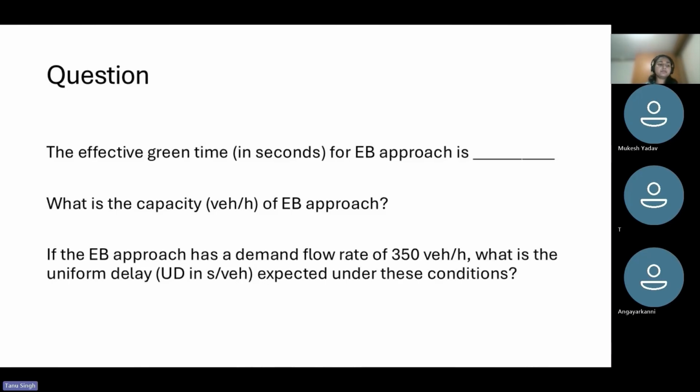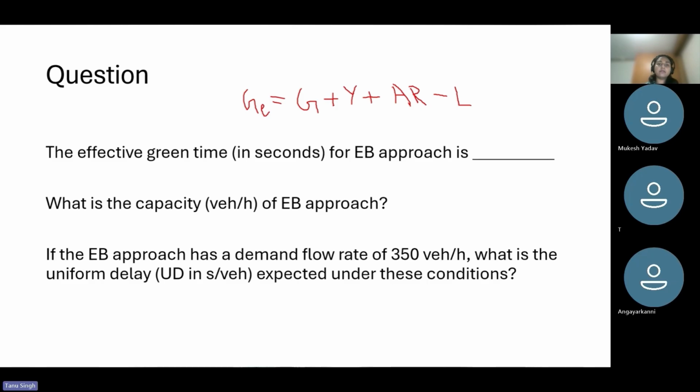Okay, so what was the formula for effective green? It was G plus Y plus A all red minus the total loss. Here this Y is the yellow time, but this one is for the eastbound. We previously calculated it for the northbound. We have to calculate it for the eastbound, and then we just put it in this equation.